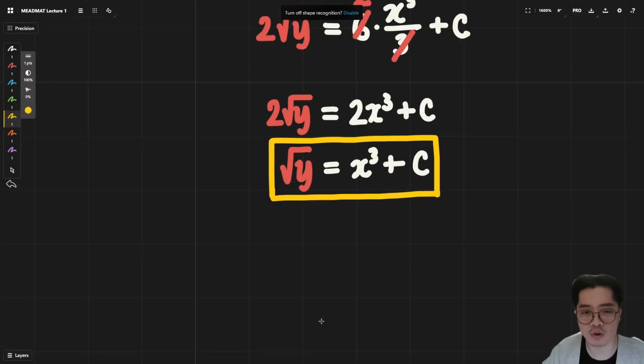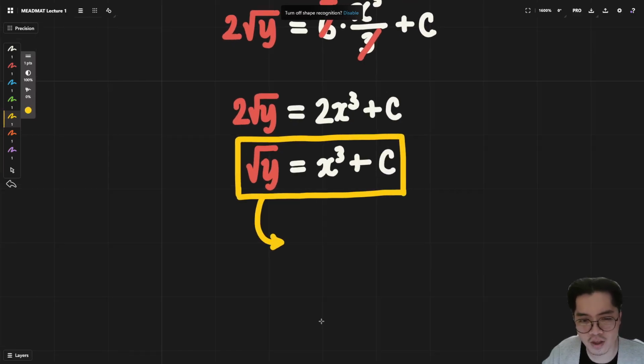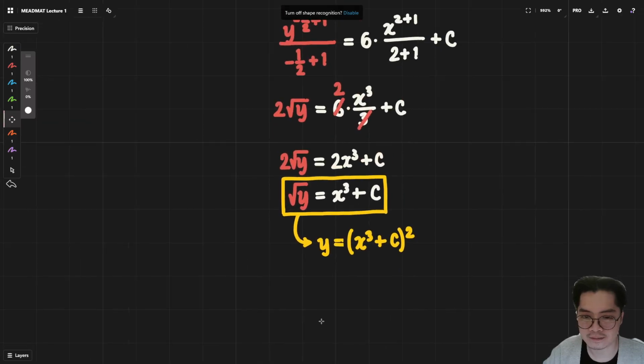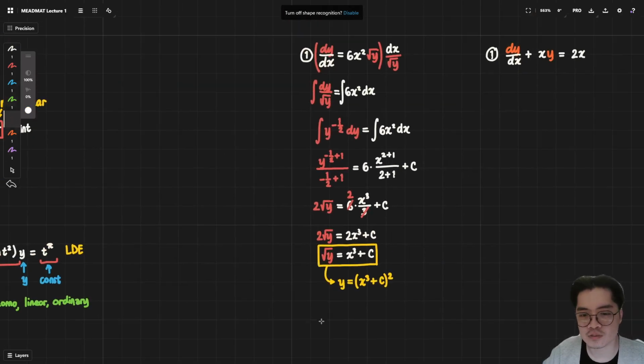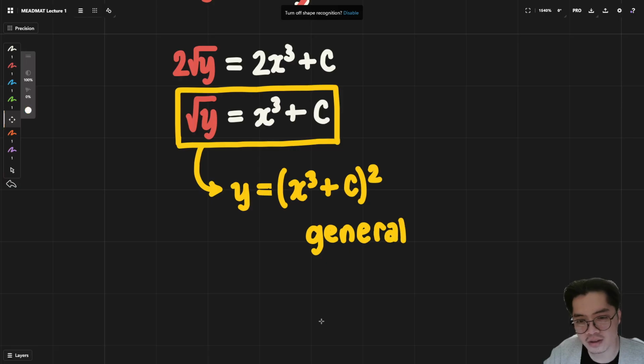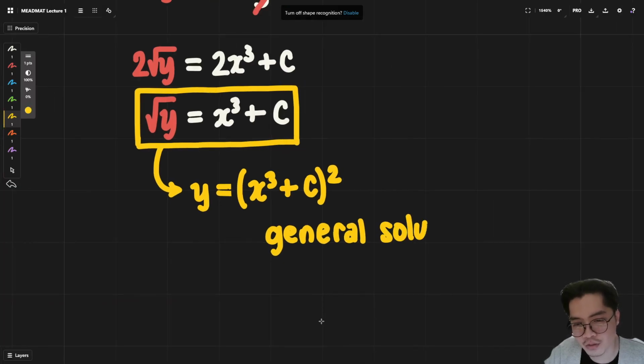But if you want to go the extra mile, of course, you're very free to square both sides. You will get y is equal to x cubed plus c squared. There you go. That is our answer. And this is what we call a general solution, by the way. A general solution is one where technically many other solutions or many equations fit this thing.